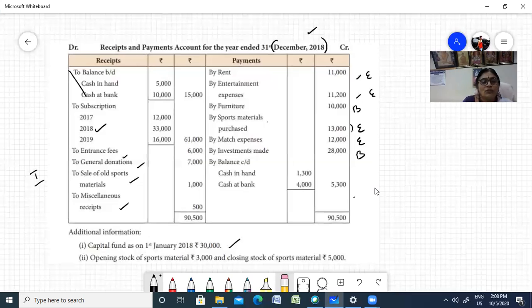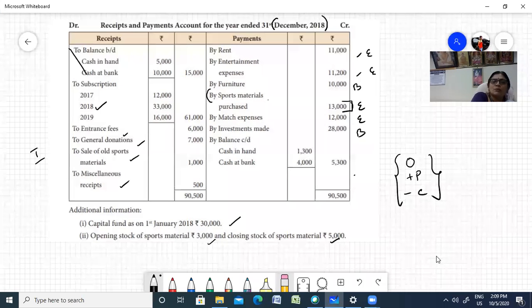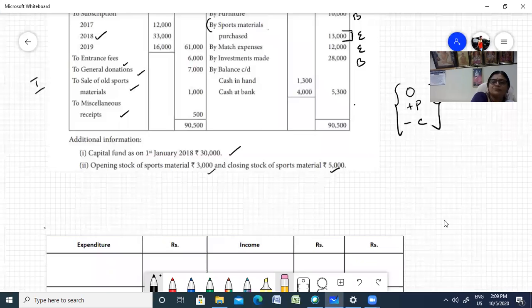Then you have your opening stock of sports material 3,000, closing stock of sports material 5,000. So see here in this problem, they have given you the sports material purchased during the year. So you have your opening balance, plus your purchase, minus your closing balance. So this will come to your expenditure account, fine. So it is not an asset here. So now that we have discussed everything, I think it will be easy for us to do the problem. Let us go to the problem.